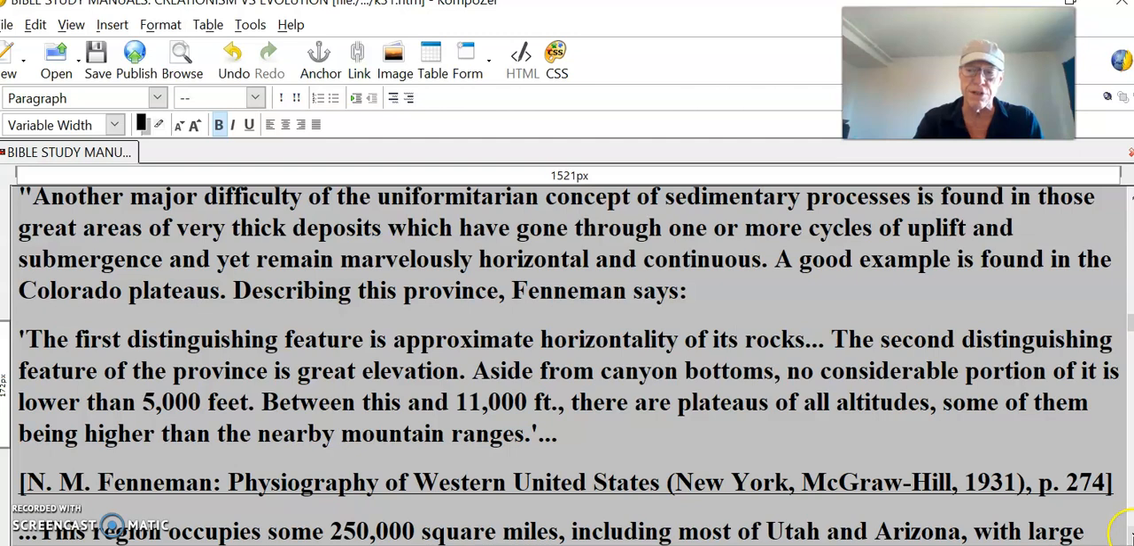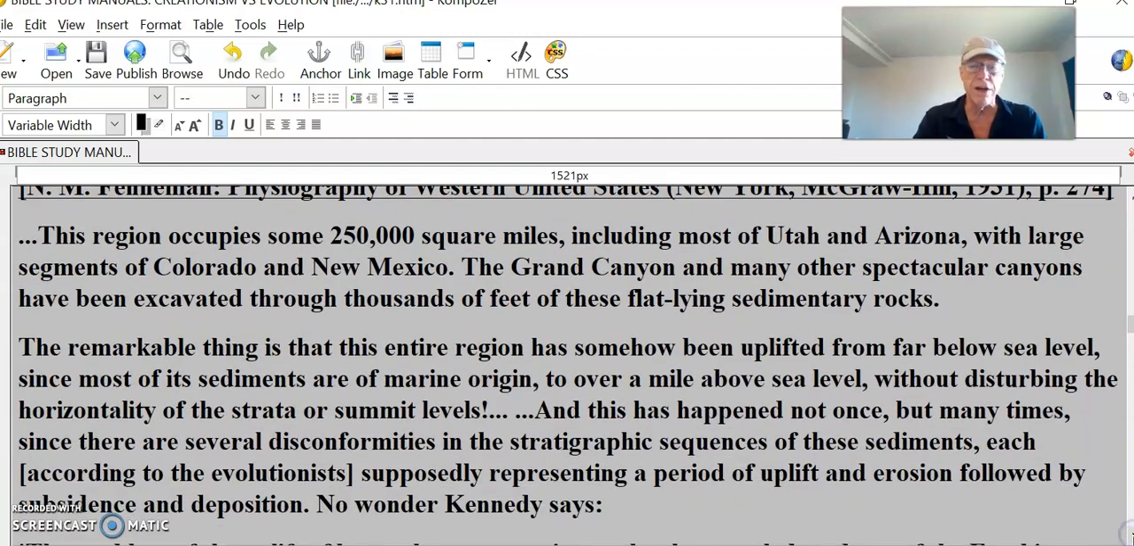And like it says, it pictures mountains rising halfway up. They seem to be kind of stumped at the bottom and just a little peaking of it there, because then there are mountains nearby that are huge. And this is best explained as some catastrophic thing, like a worldwide flood. This region occupies some 250,000 square miles, including most of Utah and Arizona, with large segments of Colorado and New Mexico. The Grand Canyon and many other spectacular canyons have been excavated through thousands of feet of these flat-lying sedimentary rocks.